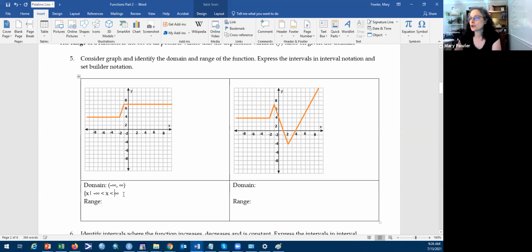And then we close the curly bracket. Just to be really accurate here, this should be a lowercase x. It should be the same symbol as I'm using here in the inequality sign. Okay, so that's the domain, how we express all real numbers in those two sets of notation.